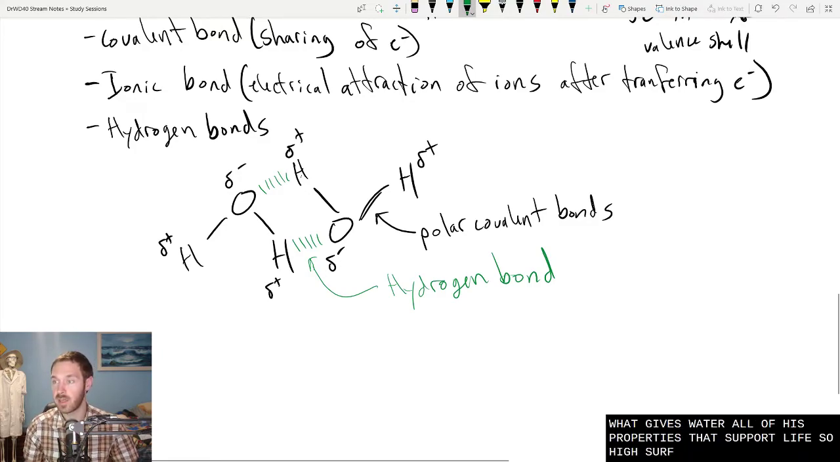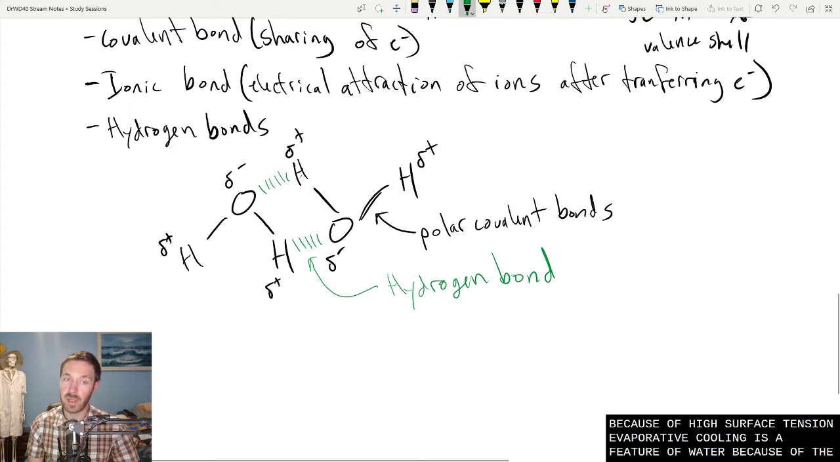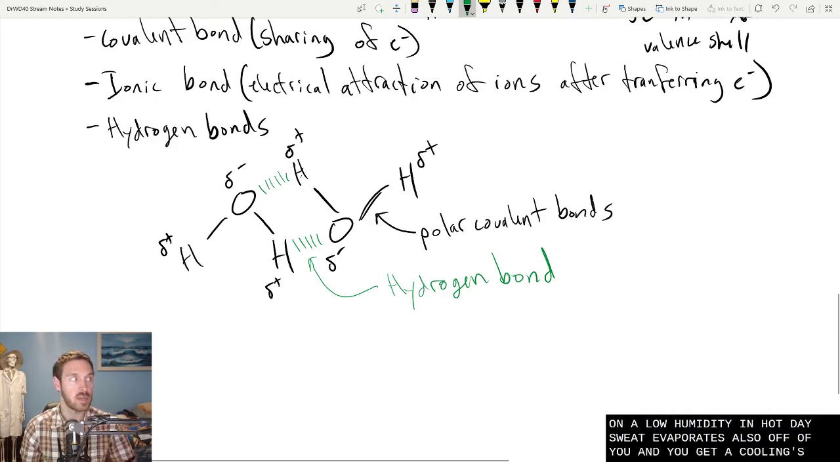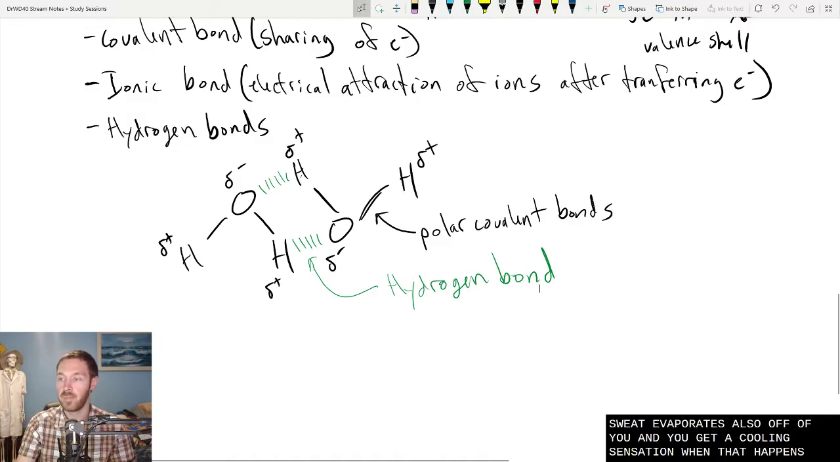Hydrogen bonds can form between molecules, and that's what gives water all of its properties that support life. So, high surface tension. Water spiders can walk on water because of high surface tension. Evaporative cooling is a feature of water because of the making and breaking of these hydrogen bonds and its ability to absorb and release heat. So on a low-humidity, hot day, sweat evaporates off of you, and you get a cooling sensation when that happens. So make sure you understand the difference between a polar covalent bond and a hydrogen bond.